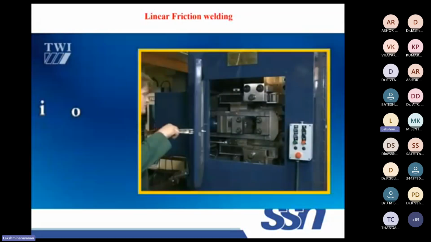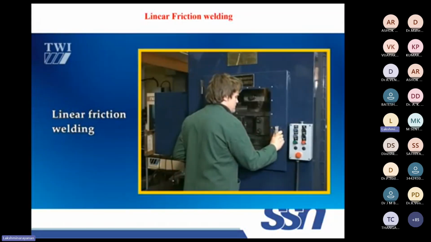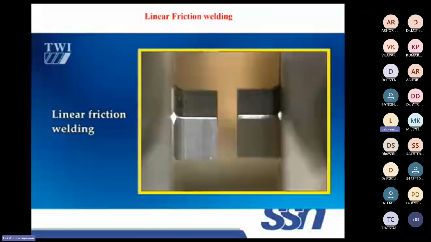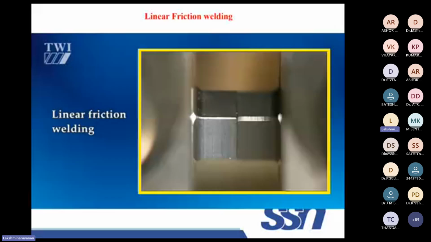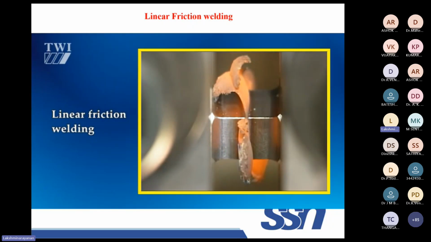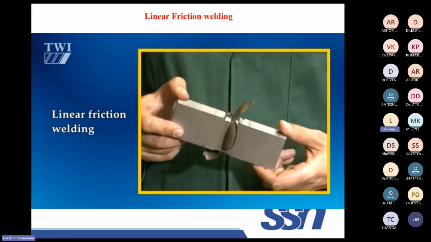This is linear friction welding, where again, instead of rods, we use two members, just oscillate and try to join. Why am I covering this? Because based on this, people have developed additive manufacturing and developed components. Instead of rotation, it is oscillating. This is linear friction welding.